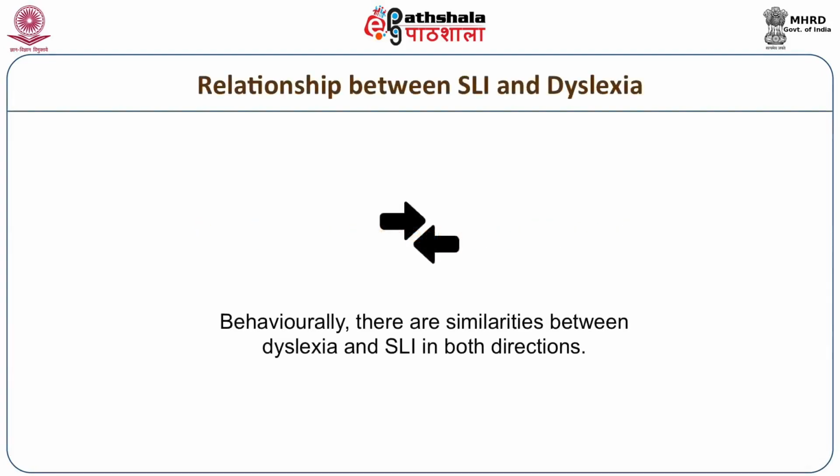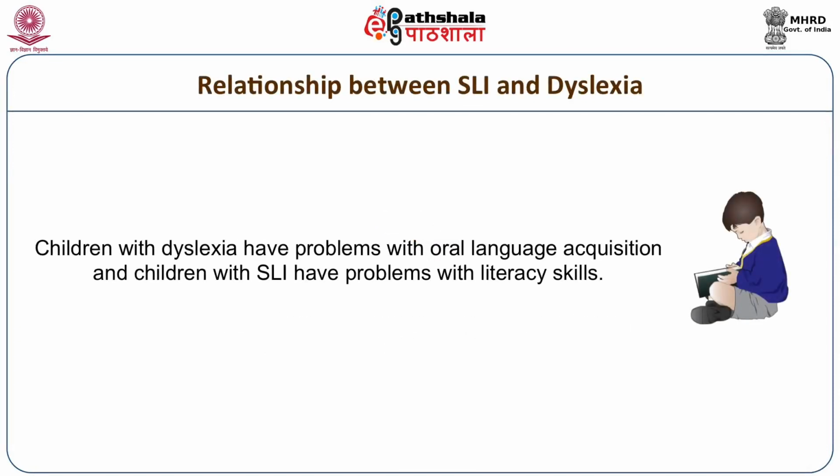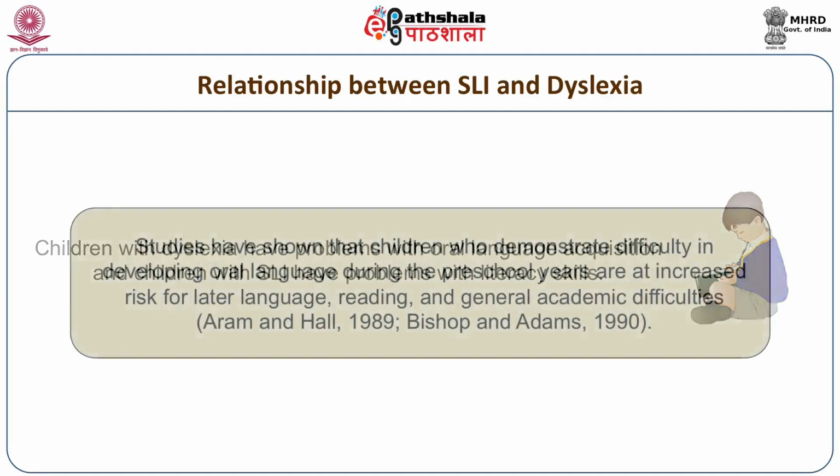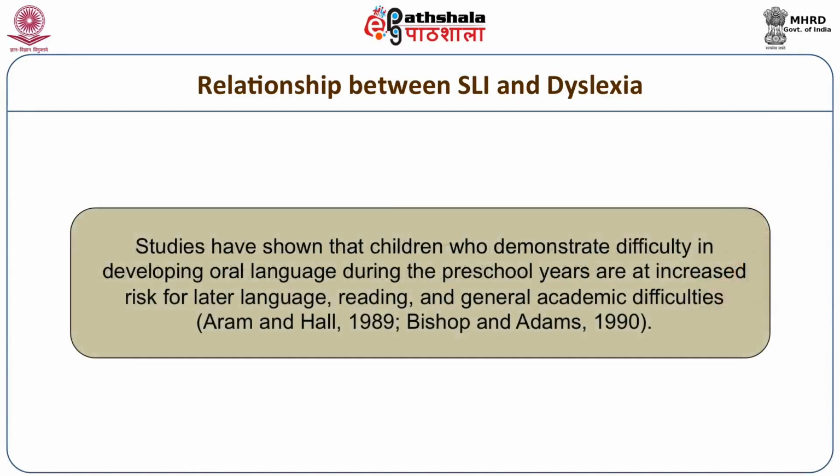There are similarities between dyslexia and SLI in both directions, in that children with dyslexia have had problems with oral language acquisition, and children with oral language problems go on to exhibit difficulties with reading and writing once they come into school. A number of studies that have looked back at young children and have also followed young children into school years have shown that those who had problems with oral language were the ones who showed up with dyslexia once they started acquiring the skills of reading and writing.